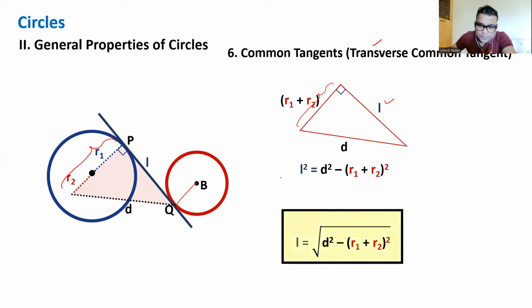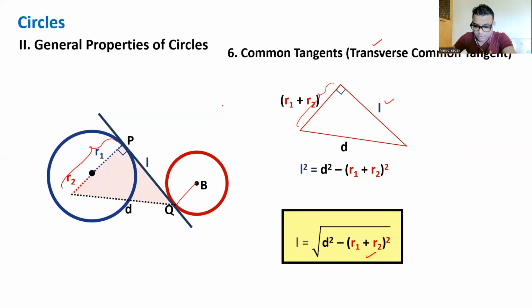So this time it is the sum of the radii. In the direct common tangent, it was the difference of the radii. Okay. All right. One more shortcut I would like to tell you. You'll see those in the questions, some tricky questions.